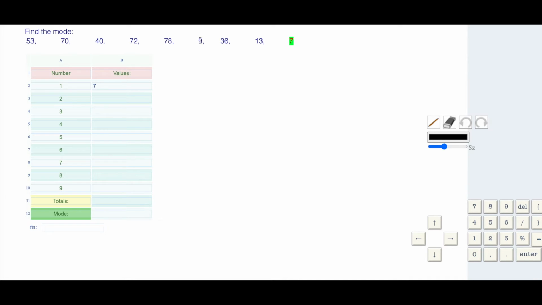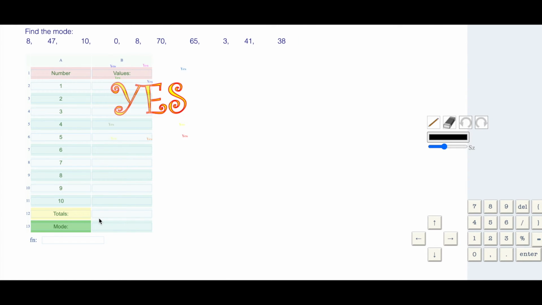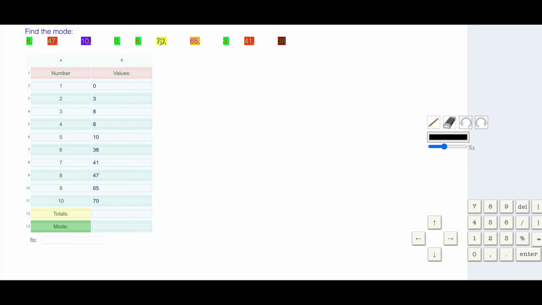7, and then 9, and then 13, anything in the 20s? Nope. 36, 40, 53, 70, 70, 72, 78, and nothing repeats, so none. Yeah, 0, 3, 8, 8, 10, 38, 41, 47, 65, and 70. Okay, the only pair I have, or the only ones that are repeating, are the 8s. So 8.